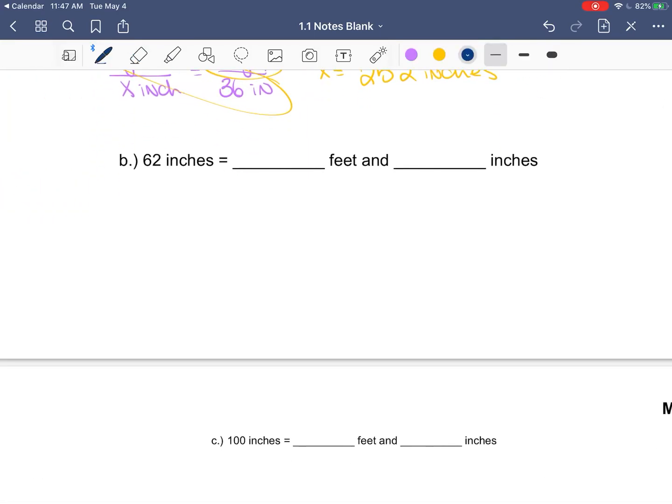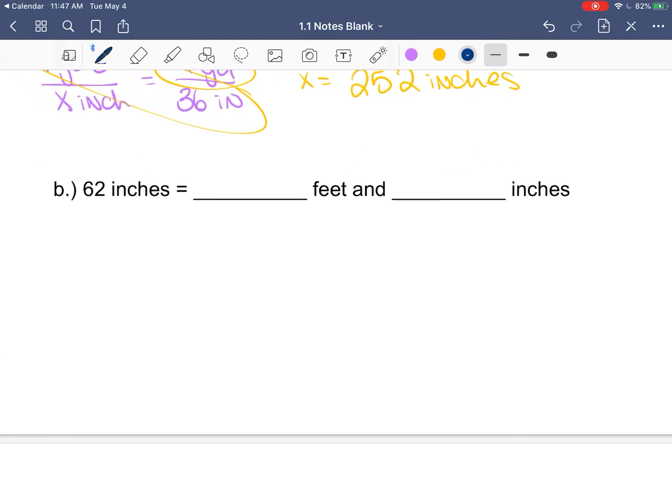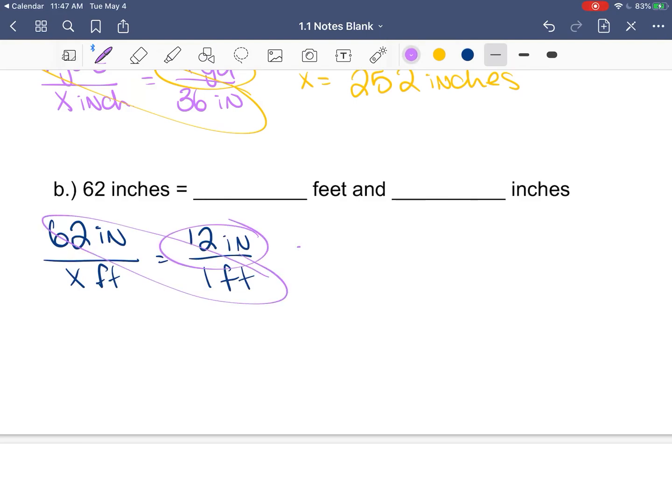Okay, now I want it split into feet and inches. So I'm going to start off by figuring out how many of my biggest unit go into this. So I've got 62 inches. Well, how many feet is that? There is 12 inches in 1 foot. So multiply the pair, divide by the spare. This gives me 5.1667. This is feet. So what this is telling me is 5 full feet go into it and a bunch of leftovers.